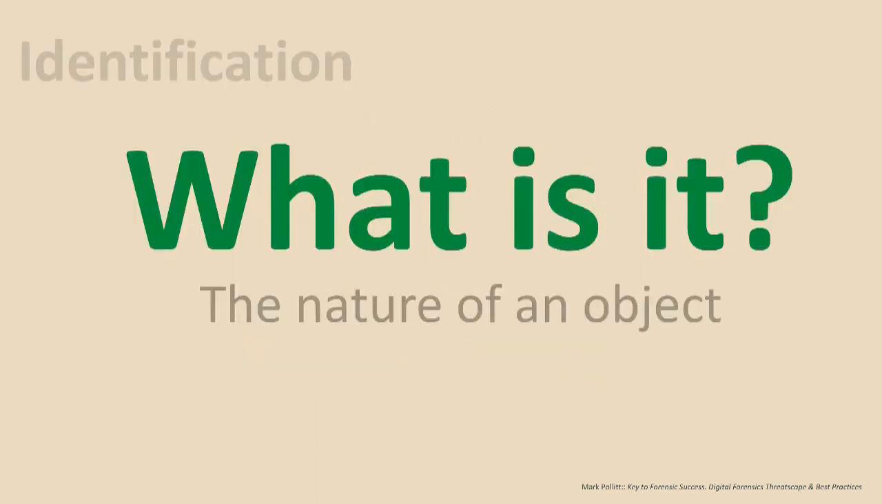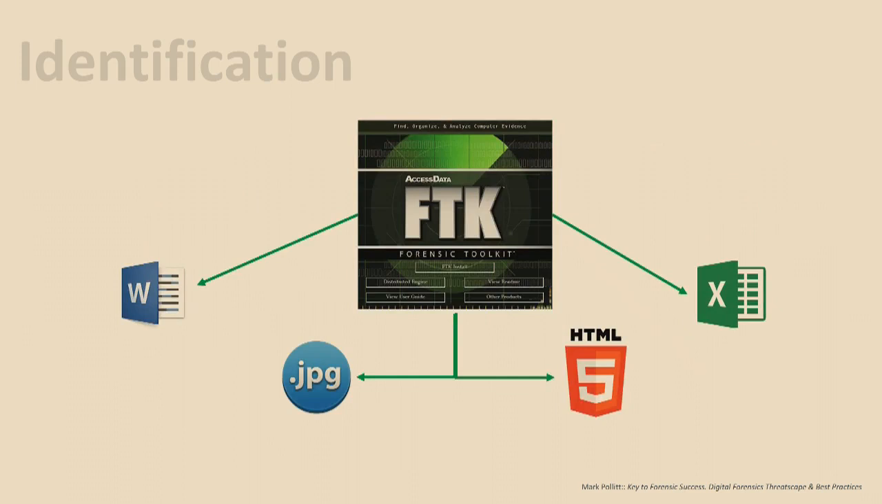So identification: what is this thing? What is the nature of this object? Identifying it. For example, in conventional science, forensic chemists may be involved in determining what that brown powder substance is. Our forensic tools, such as FTK, do that as well, automatically for us. They will categorize and identify the files on that particular device.